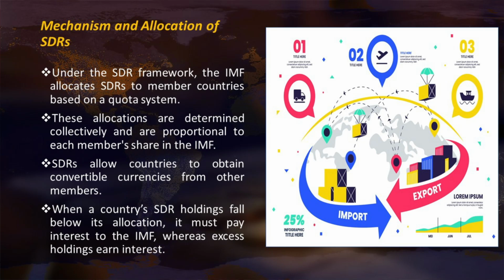So SDR allows countries to obtain convertible currencies from other members. When a country's SDR holding falls below its allocation, it must pay interest to the IMF, while excess holdings earn some kind of interest from the International Monetary Fund. So this is how SDR works.